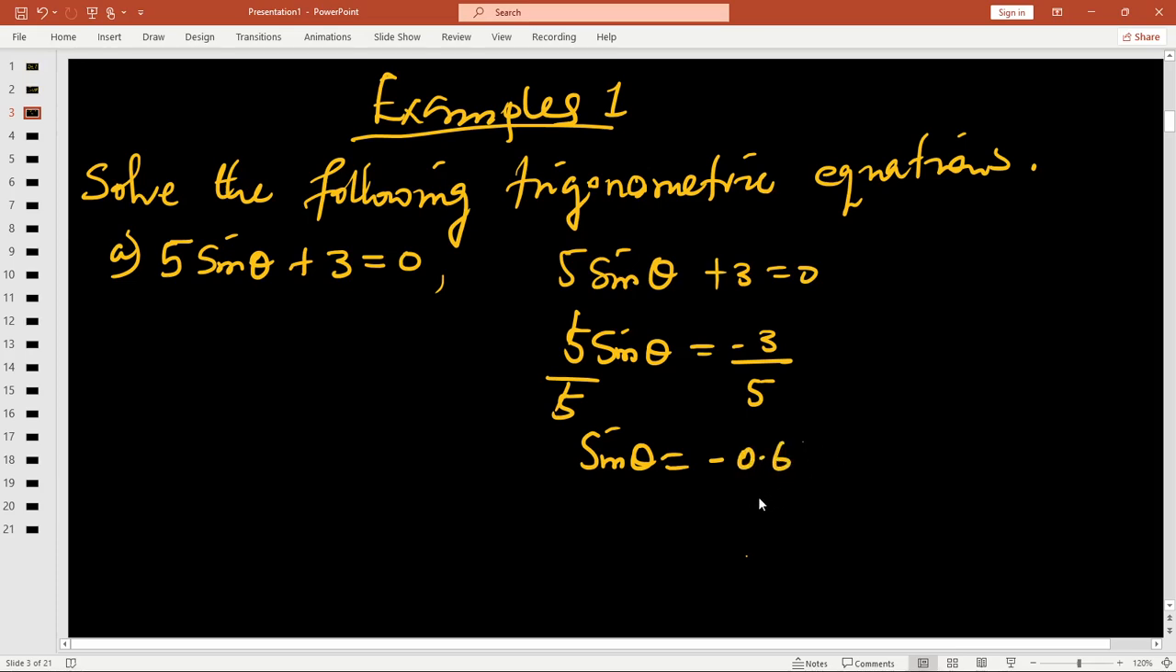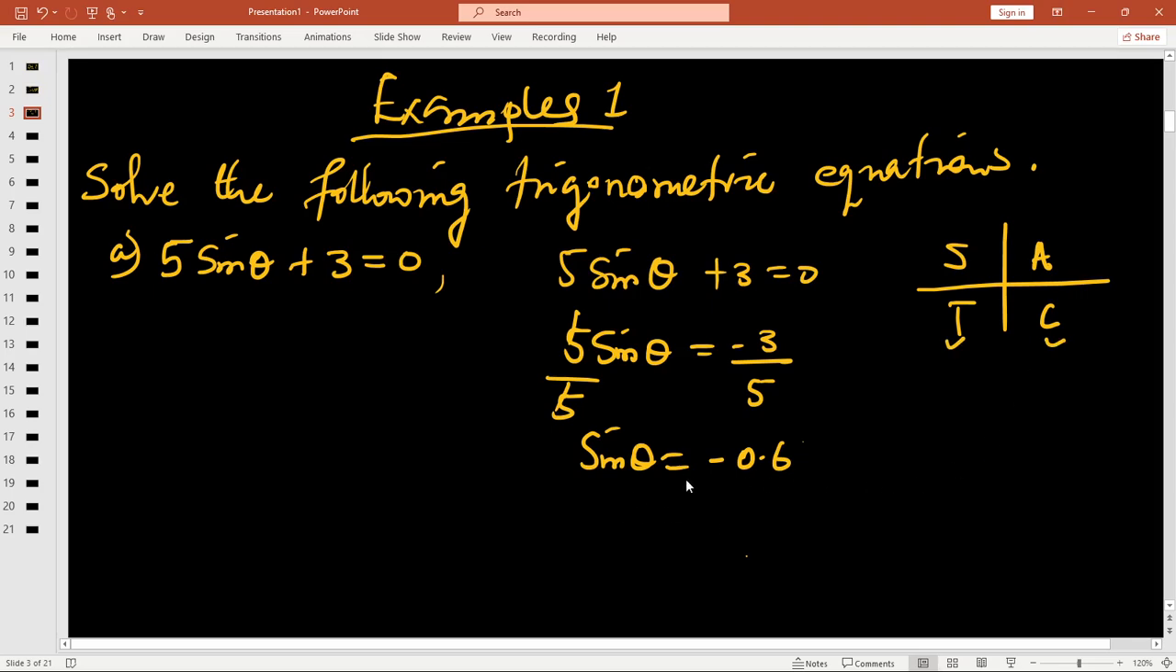Now, if this is the case, you remember when we were talking about cases, when you look at this number, this is a negative number. In the quadrants, we said all are positive, then the sine function, tangent function, and the cosine function. So this simply tells us that the solutions for theta are going to come from the quadrants where the sine function is negative. So we have that the sine function is negative in the third quadrant and the fourth quadrant.